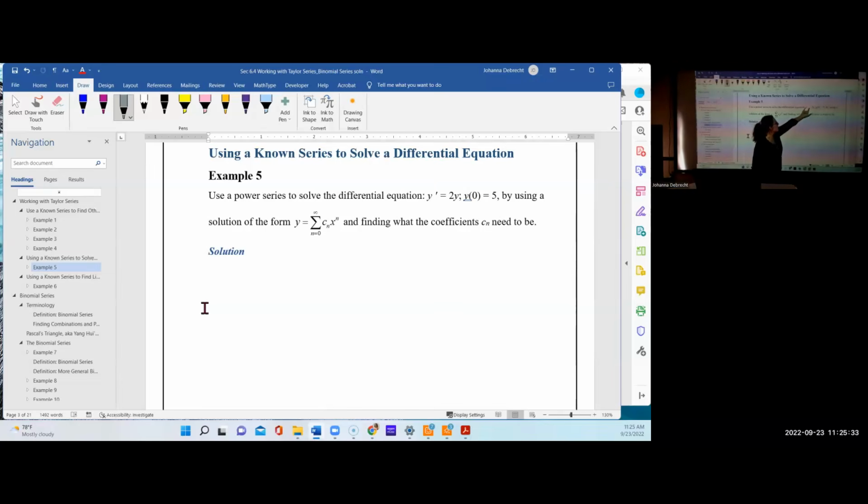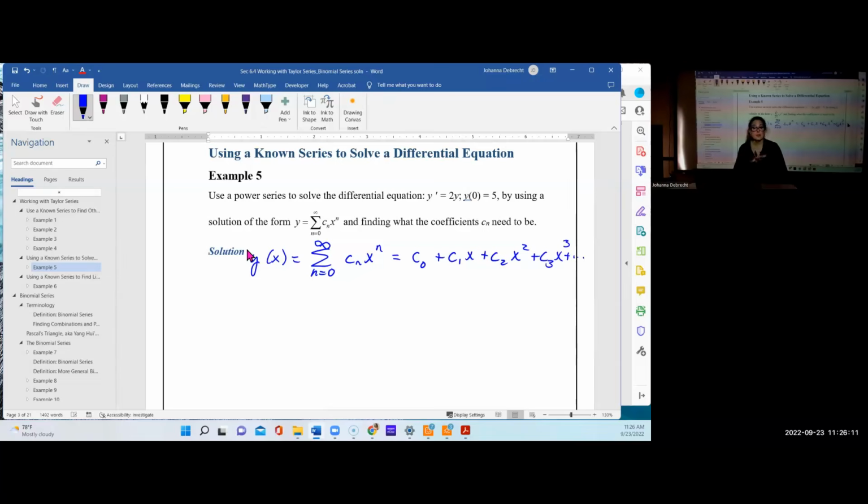The differential equation says y prime has to equal 2 times y, and this is my y, all right? So the first thing that I'm going to do is write out a few terms of y. So I have y as a function of x is equal to this sum from n equals 0 to infinity of c sub n x to the n. And this becomes c0 x to the 0 is 1, plus c1x plus c2x squared plus c3x cubed plus dot dot dot. It keeps going forever, right?